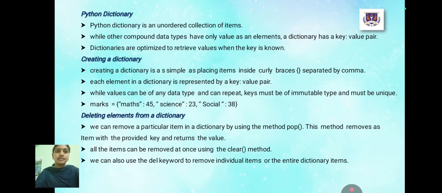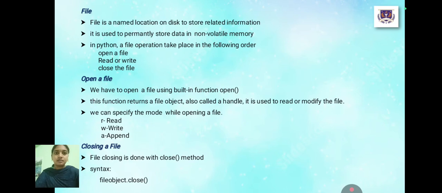Each element in the dictionary is a key-value pair. While a value can be of any data type and can repeat, a key must be of immutable type and must be unique. Deleting elements from a dictionary. We can remove a particular item in a dictionary by using the method pop. This method removes an item with the provided key and returns the value. All items can be removed at once using the clear method. We can also use the del keyword to remove individual items or the entire dictionary.